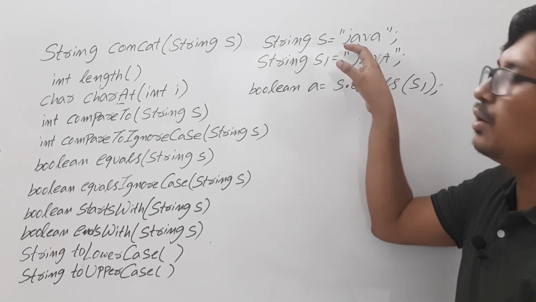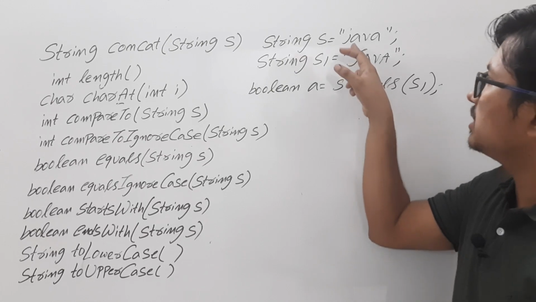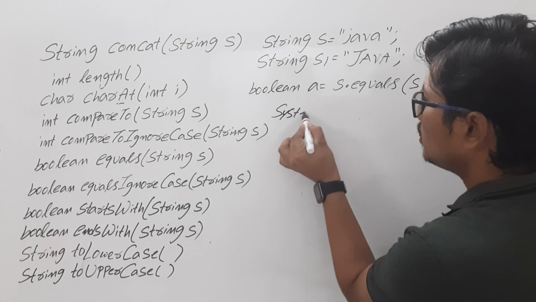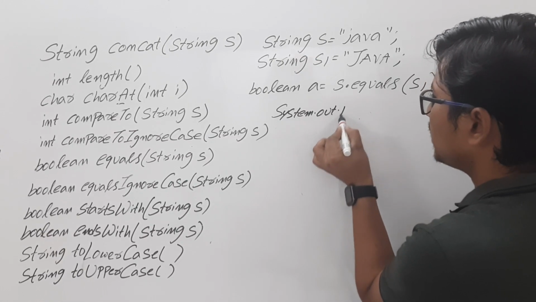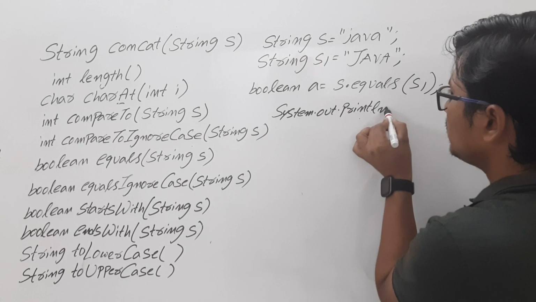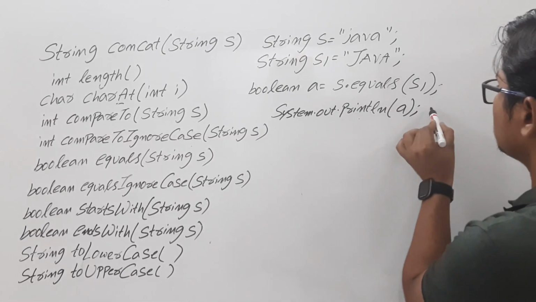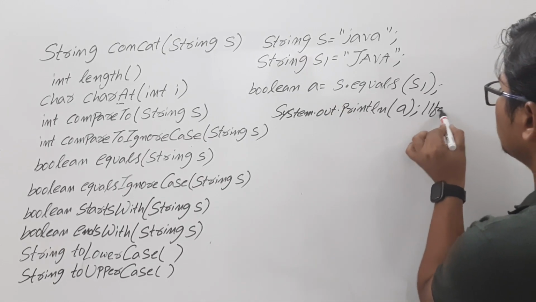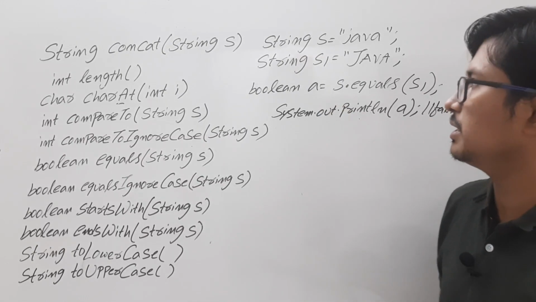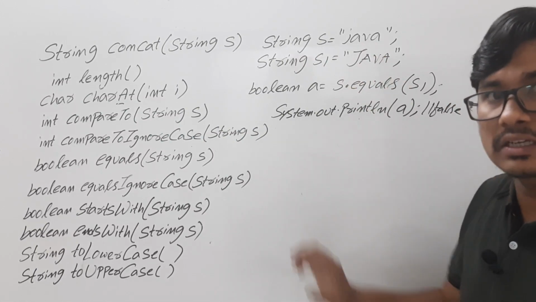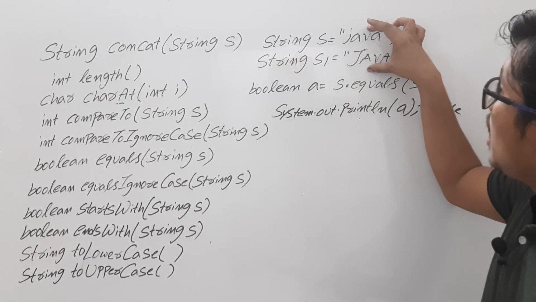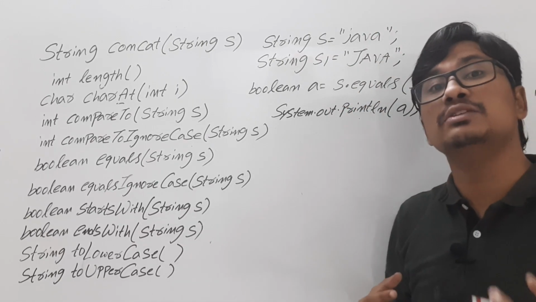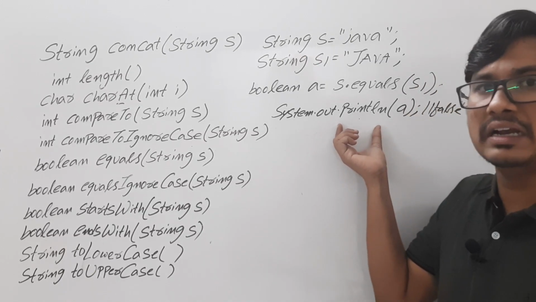Look here, you have Java. Here also you have Java, but this is in lowercase and this is in uppercase. If you write System.out.println(a), in this scenario it will return the output as false. I hope you are able to understand, because both the strings are the same, but one is in lowercase and another one is uppercase. So the equals method will treat them as two different strings. That's why it will return false.